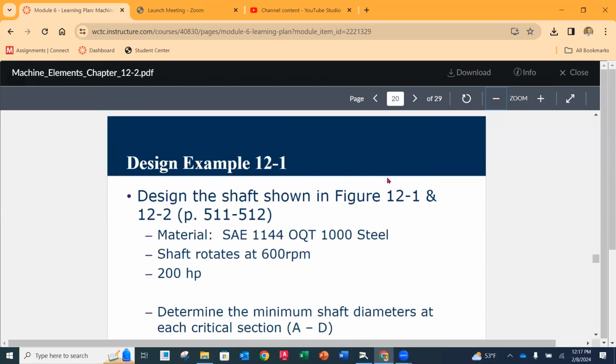Design example 12.1. So we are going to be looking at designing a shaft, and it has to do with the figure found at the beginning of the chapter, which we've been referencing at times. And also on page 521 is where I think the example is.